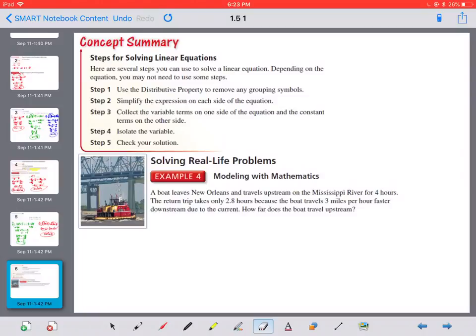All right, let's finish up with 5.1. We got a concept summary here. We've been talking about solving linear equations. We've looked at simples. We've looked at multi-steppers. We have to do more than one thing or a couple of things in order to solve.